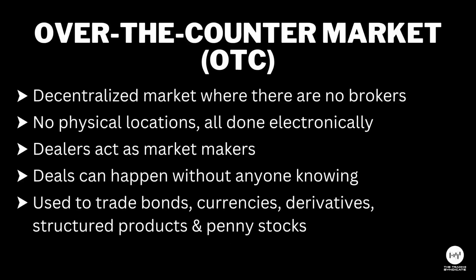The last type of trading that we will be talking about in this lesson is trading in the over-the-counter market, or OTC trading. The over-the-counter market is a decentralized market where trading of assets occurs between two parties with no brokers. There are no physical locations where this trading is done, but rather it is all done electronically, where dealers act as the market makers as they quote prices on assets. The over-the-counter market is also far less transparent, with fewer regulations, as deals can happen without anyone knowing. The OTC market is primarily used to trade bonds, currencies, derivatives, and structured products, but this market is also widely used to trade penny stocks.